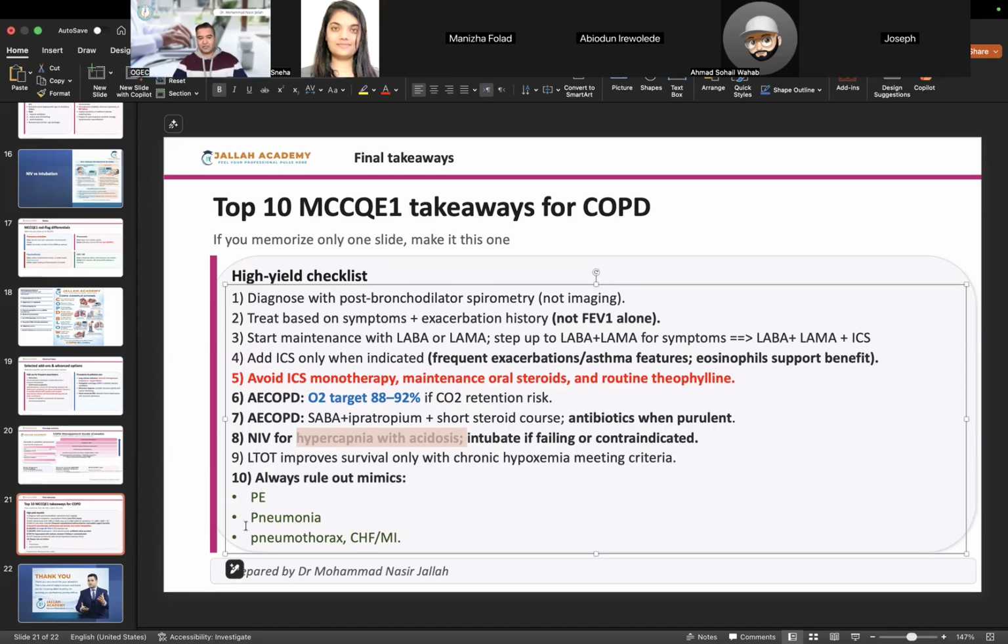Always rule out the mimics: pulmonary edema, pneumonia, pneumothorax, CHF.